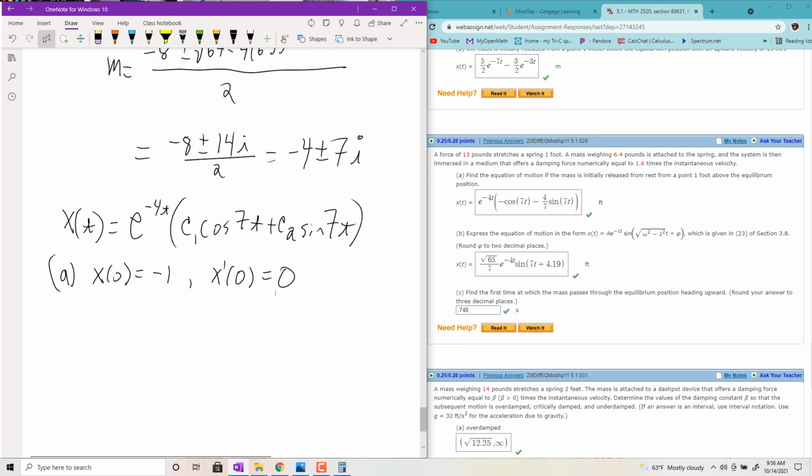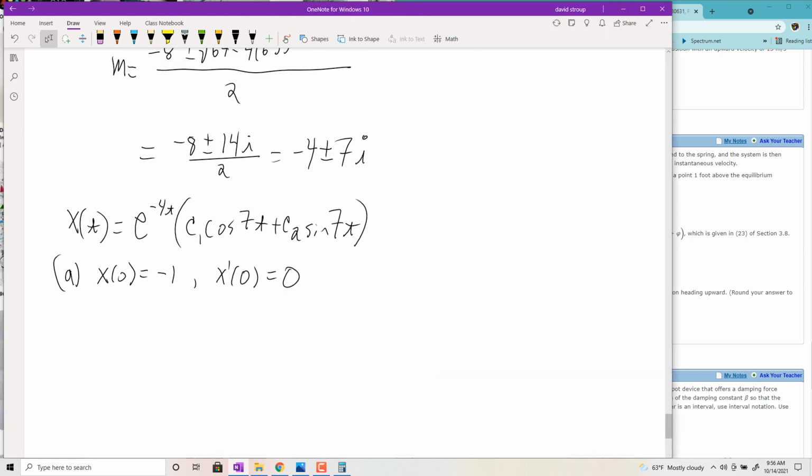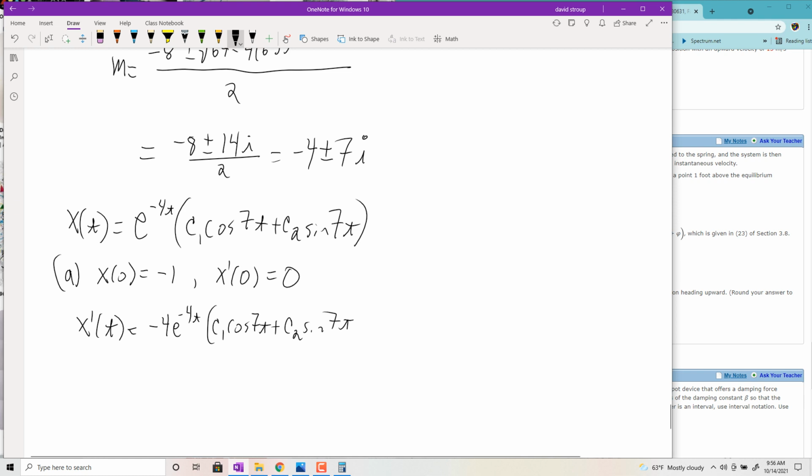I need to get the derivative of that ugly thing. It's going to have 4 terms because of the product rule. So let's go ahead and get the derivative; I'm going to need it anyways. So x prime of t, I'll take the derivative of e to the -4t first. So -4e to the -4t times c1 cosine 7t plus c2 sine 7t. And then I'll leave the e to the -4t alone, and I'll have -7 c1 sine 7t plus 7 c2 cosine of 7t for the derivative.